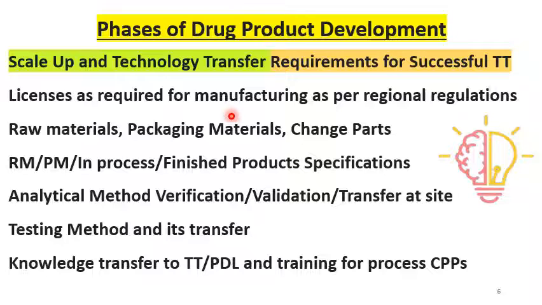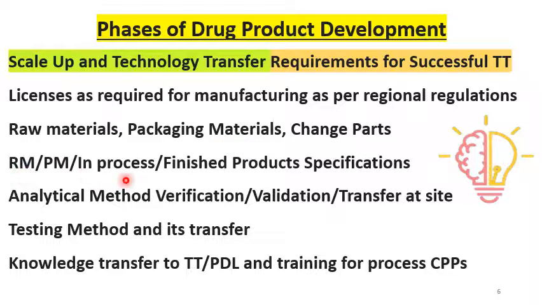The licenses are required for manufacturing as per the regional regulations, and generally the licenses for manufacturing are taken from the regional FDA authorities. Also, for some of the excipients or solvents like ethanol and acetone, specific licenses are required. All these licenses are taken from the regional FDA regulations. Then raw materials, packaging materials, and change parts are required for the execution of the batches. Raw materials involve APIs and excipients, coating materials for tablets, capsule shells for capsules, and so on.